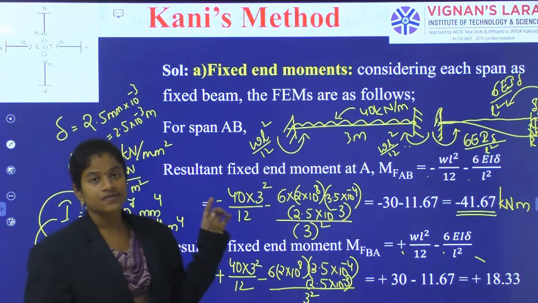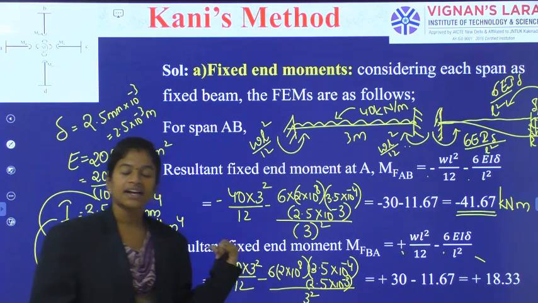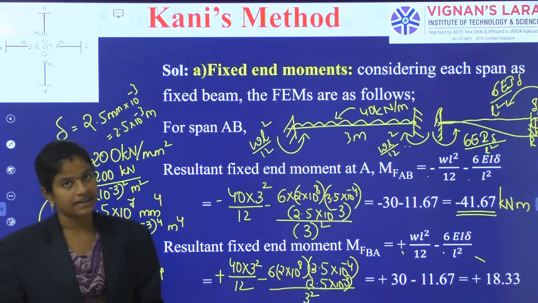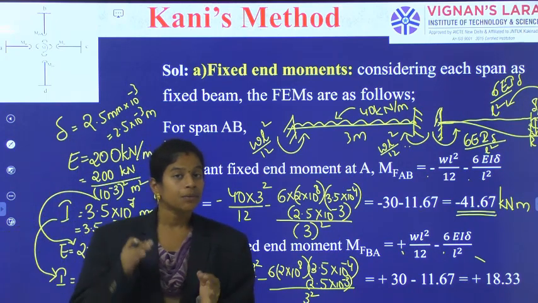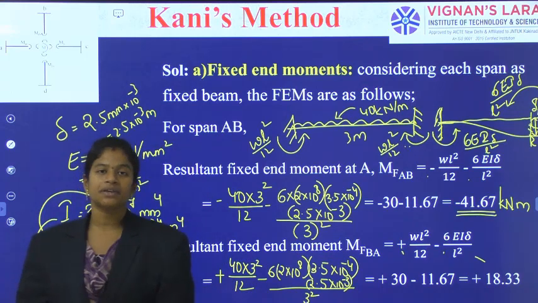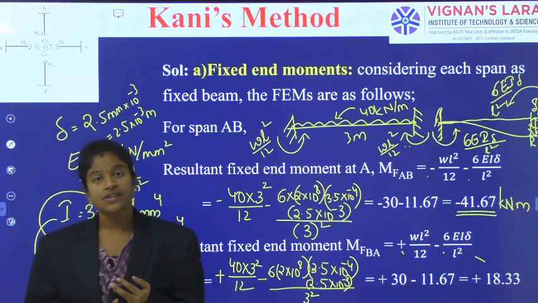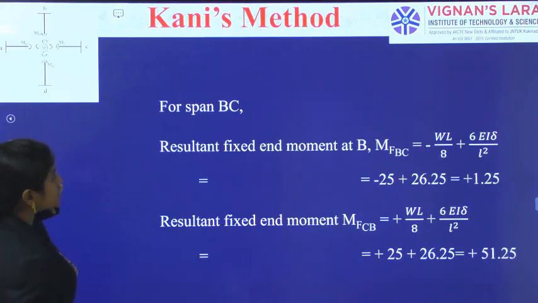Okay, in this way, the resultant fixed moment at A towards B, the resultant fixed moment at B towards A, these two values we have calculated. Then, after calculating the fixed moments, what is our step? Before entering into the Cannies method, we should have to calculate rotation factors and some of the fixed moments at the joints also. Okay. So, the next step is calculation of the rotation factors.